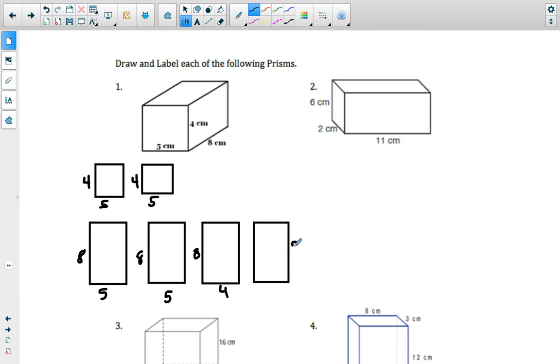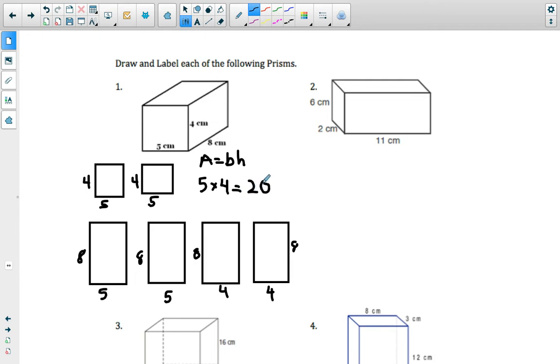Since these shapes are all rectangles, I will be using the same formula for all of them. The area equals base times height. So I'm going to write them all down. I have 5 by 4, and I have 2 of those. 5 by 4, each one will be 20 centimeters squared.